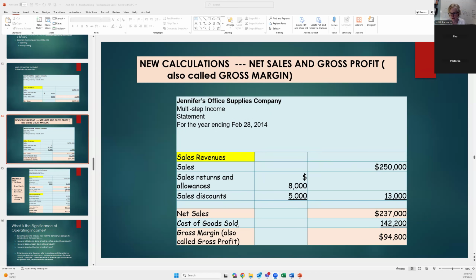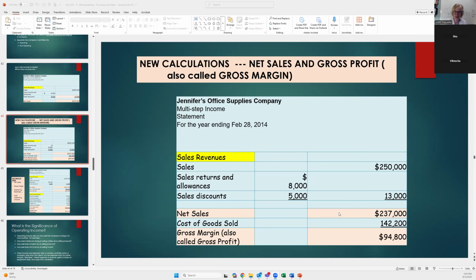Then we do cost of goods sold, and then we calculate gross margin. So it's real important we understand what gross margin is. So gross margin is net sales minus cost of goods sold. So 237,000 minus 142,200 equals 94,800. We actually use this a lot, gross margin. We use it and we calculate the percent. So we say 94,800 divided by 237,000, 40%. Okay, that store has a 40% gross margin.